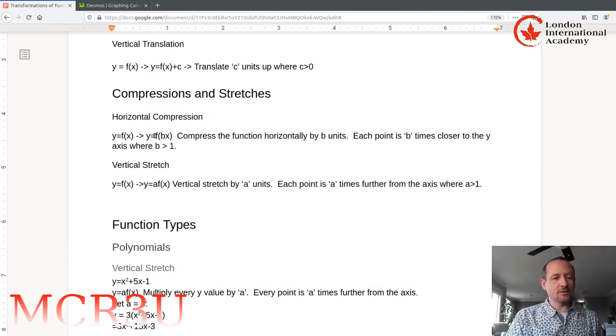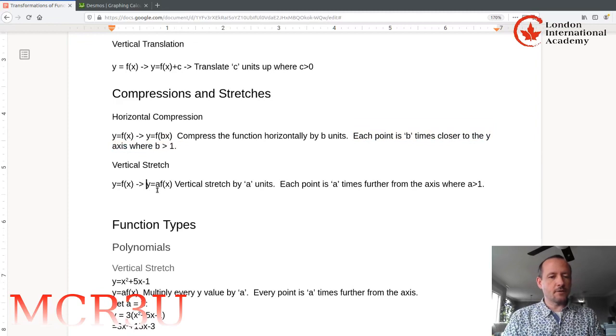horizontally, if we would like to compress our function, we multiply every x by the value b, where b is greater than 1. And it's going to compress the function so that each point is b times closer to the y-axis. Meanwhile, in a vertical stretch, we have a out front, a times f of x. And in this case, every point is a times further from the axis, where a is greater than 1. So there we have compressions and stretches.